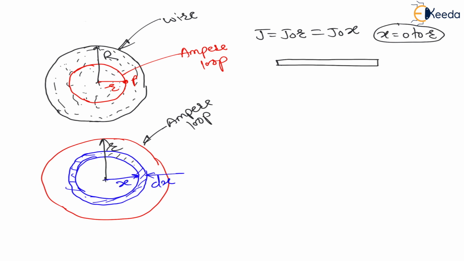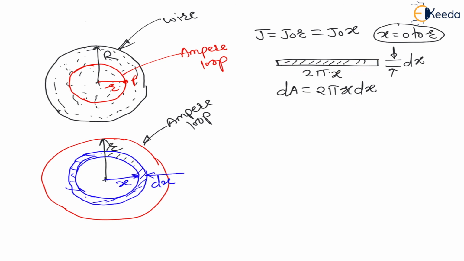Make this ring straight. It will become a length of 2 pi x, where we have considered radius x and thickness dx. Therefore, for this ring, the very small area will be dA, which is 2 pi x dx. See, it is very simple. Length into height, this will be the area, 2 pi x dx.